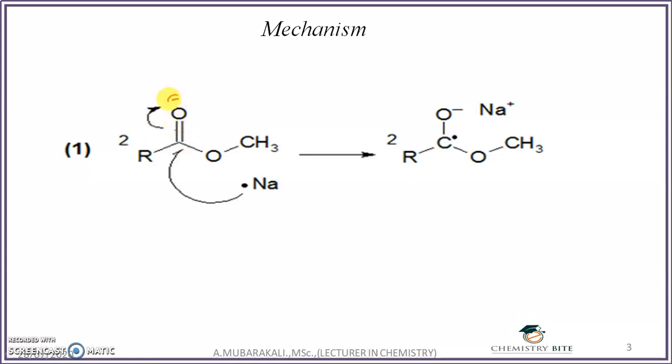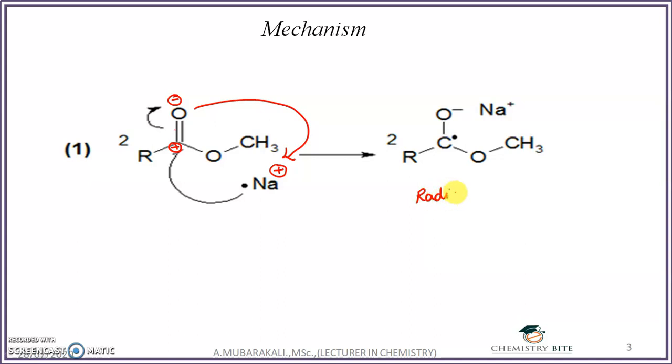Because of that, oxygen will get the negative charge and the carbonyl carbon will get the positive charge, and one extra electron is donated by the sodium to the carbonyl carbon, and sodium comes out in the form of Na+. After giving one electron, sodium gets the positive charge. That positive charge was accepted by the oxygen atom. This is called the radical ion.